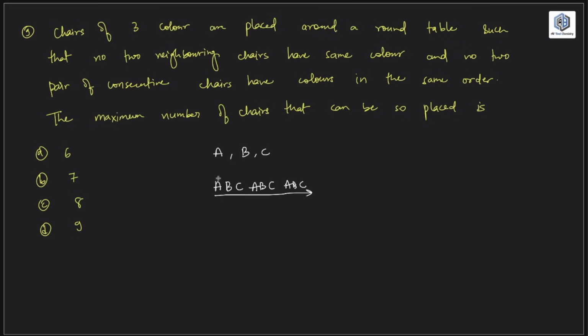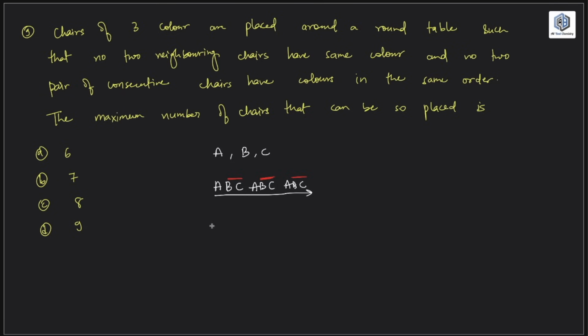Now this sequence which we have just made ensures that no adjacent chairs have the same color. Now one more thing: you can just keep on increasing it, but the next condition must also be maintained. The next condition says that you should not have the same pattern repeating. So no 2 pairs of consecutive chairs have the colors in the same order. Here you can see they have the same order, BC, then BC, right? They are in the same order.